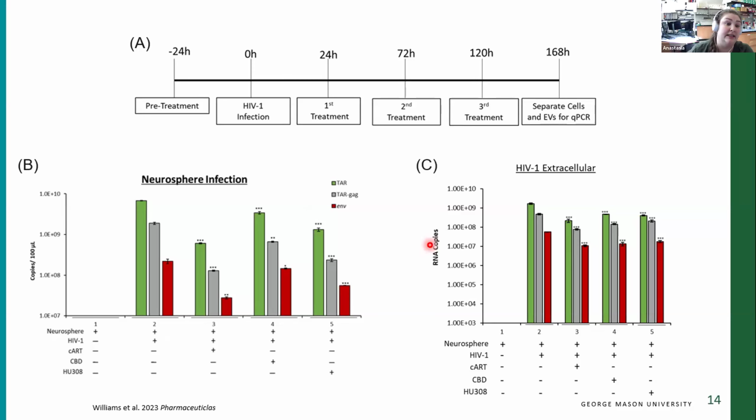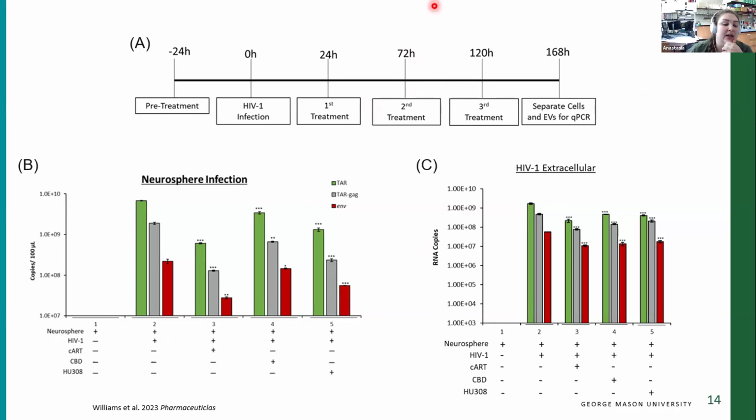treat them with these cannabinoids. So here we did a pre-treatment of cannabinoids 24 hours prior to our HIV-1 infection with 89.6, and then continued their treatments every other day for about a week. At the end of the week, we took those neurospheres, isolated the cells and isolated the supernatant to look at the EVs compared to the cells.